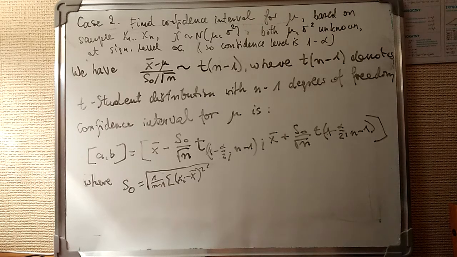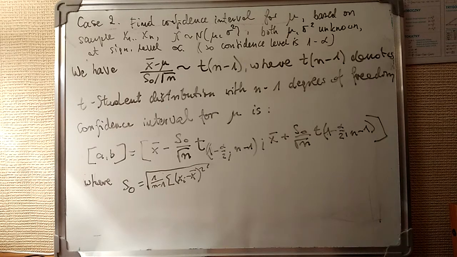So we have the following thing: the transformation (x dash minus mu) over s0, divided by square root of n, is just the t-student distribution with n minus 1 degrees of freedom. This is the distribution discovered and described by William Gosset, who wrote under the nickname of Student. That's why, to honor him, this distribution is called the t-student distribution.